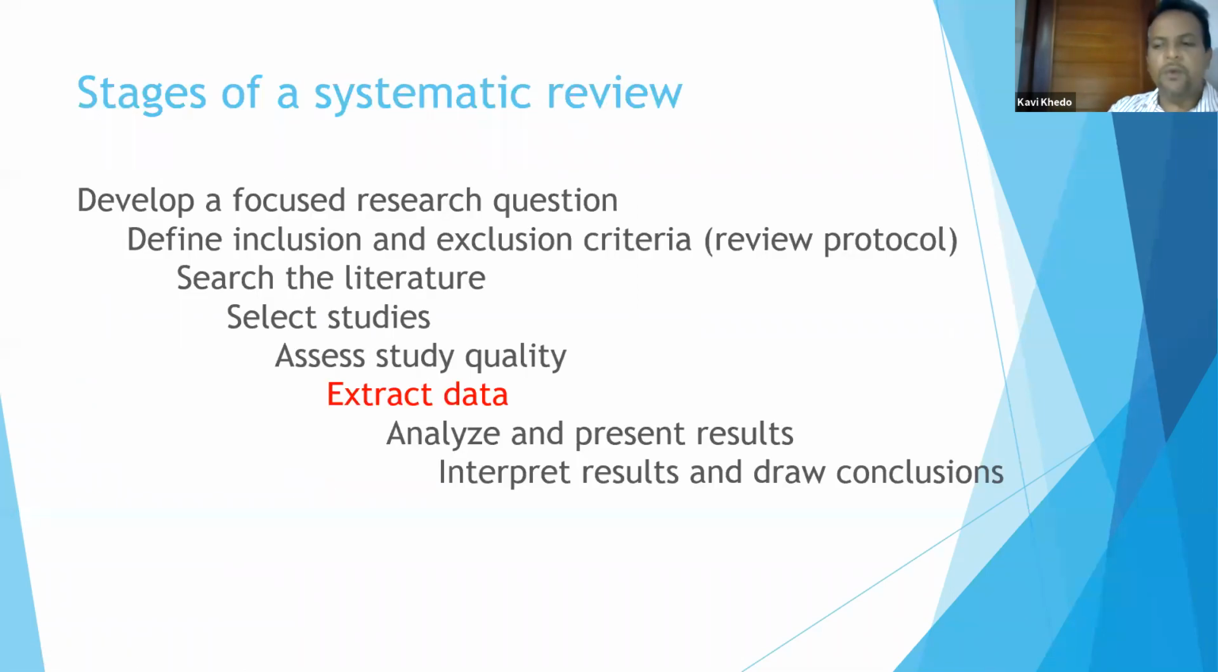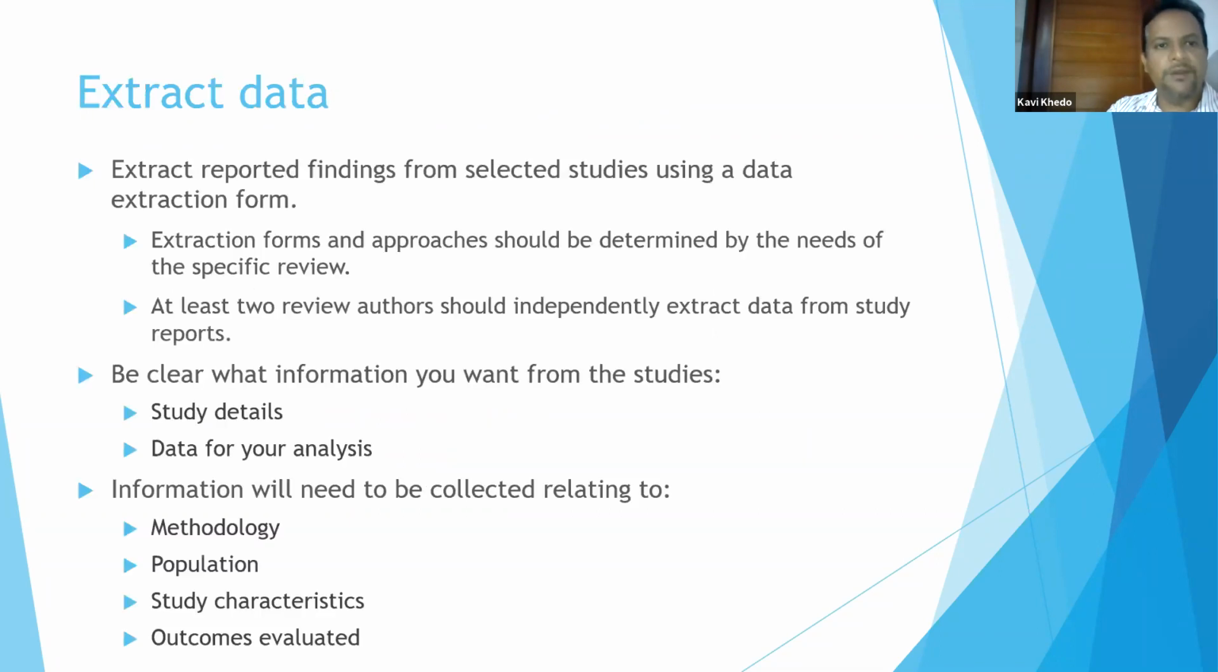Next step, you extract data. Now that I've selected those studies, I've got 50, 60, 75 papers. I need to extract the data of interest. Even here, you need to be careful about what data I'm extracting and in which format. So extract reported findings from the selected studies using a data extraction form. This will ensure that you're extracting the same data from all the studies. There is no bias there.